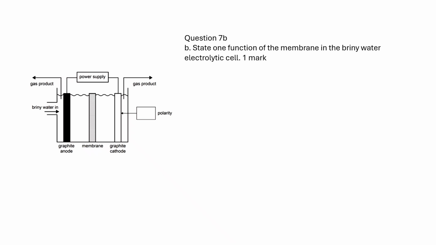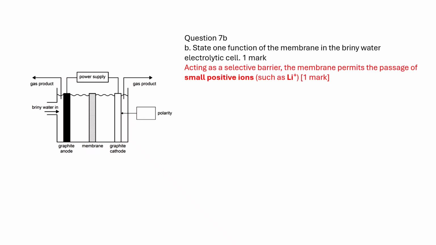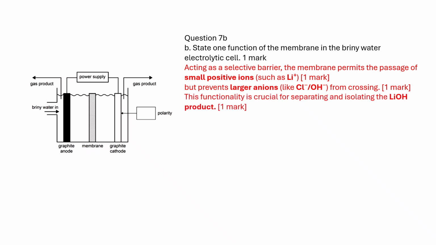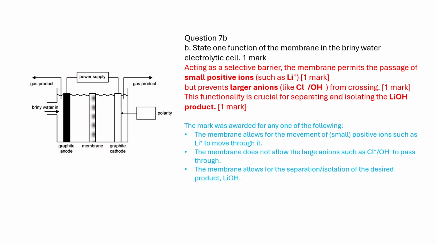Acting as a selective barrier, the membrane permits the passage of small positive ions, such as Li+, but prevents larger anions, like Cl- or OH-, from crossing. This functionality is crucial for separating and isolating the LiOH product.